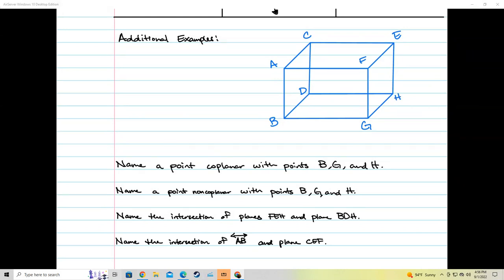All right, let's look at the first question. It says, name a point coplanar with points B, G, and H. Because I want it coplanar with B, G, and H, I want to see what plane B, G, and H lie on. So here's B, here's G, here's H. If I look at those 3 points, it looks like that's part of the bottom of the box. So I'm going to highlight this plane, which is the bottom of the box. You can pick any color you want. I'm going to pick orange. We're going to highlight that bottom plane.